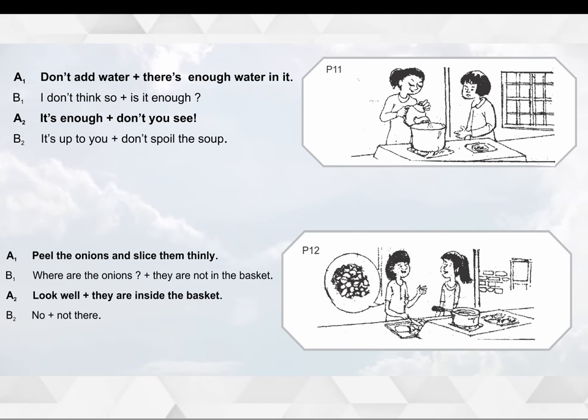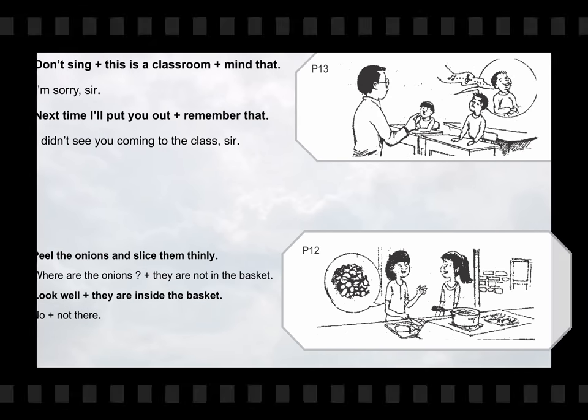Dialogue 12, Picture 12. Peel the onions and slice them thinly. Where are the onions? They are not in the basket. Look well. They are inside the basket? No, not there.